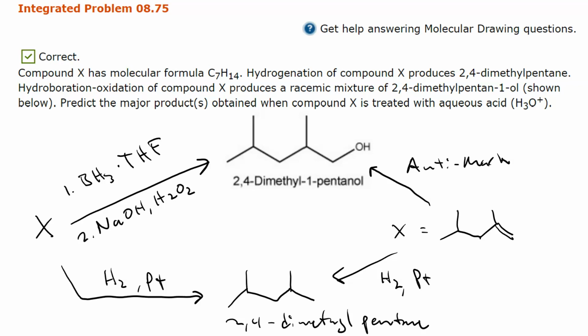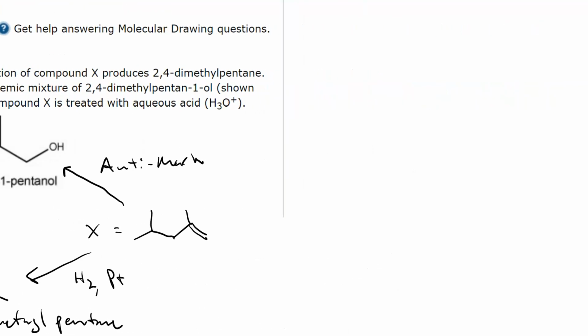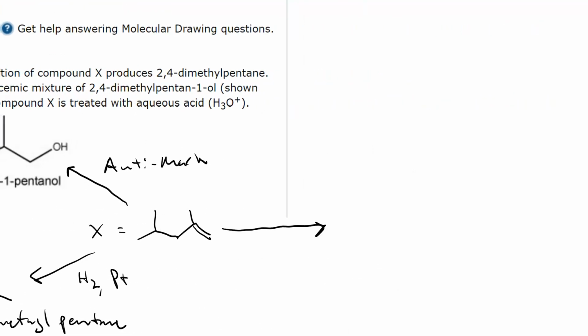And so then they want to know what happens when we treat it with an aqueous acid, right? So in other words, if we do acid catalyzed hydration, what should we get? So H2SO4 and H2O, right? And when you have H2SO4 and H2O, the acid is all present as hydronium. And the pi bond is going to act as a base and do proton transfer to create a carbocation.